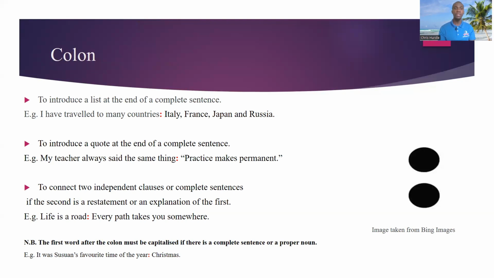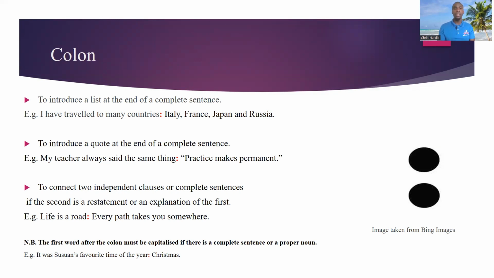And thirdly, to connect two independent clauses or complete sentences if the second is a restatement or an explanation of the first. For example, life is a road: every path takes you somewhere. Right. So in this case, we place the colon after the first sentence, but the second sentence has to clarify, explain, or expand upon the first sentence.